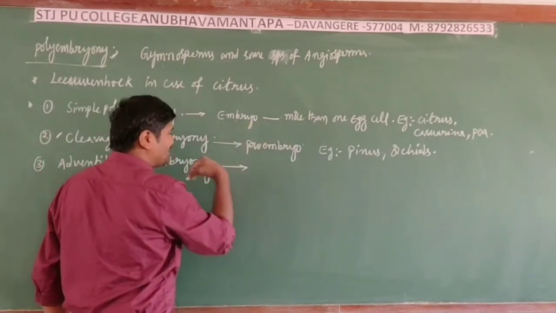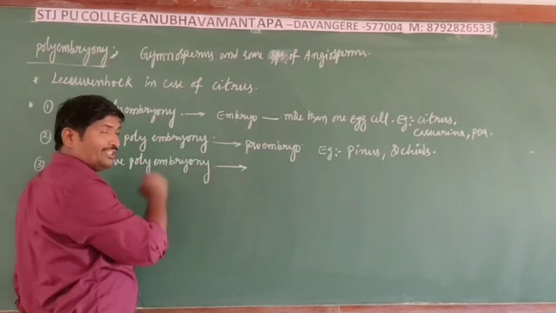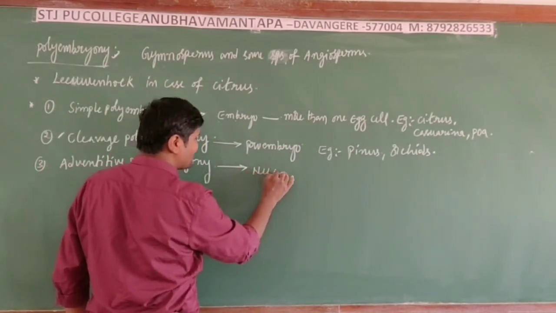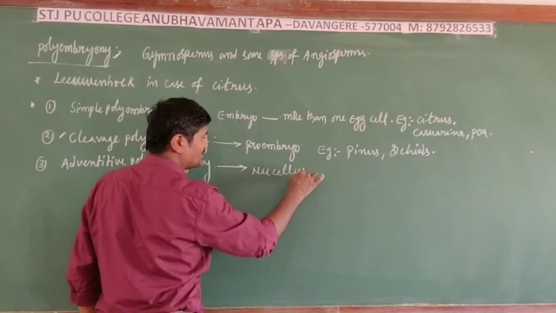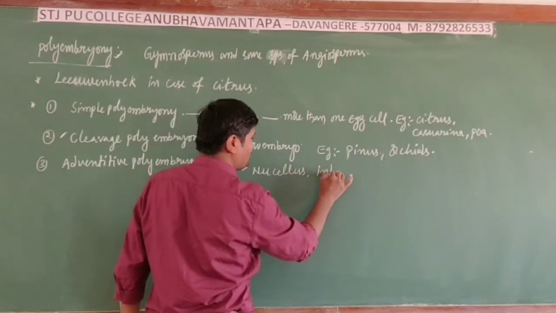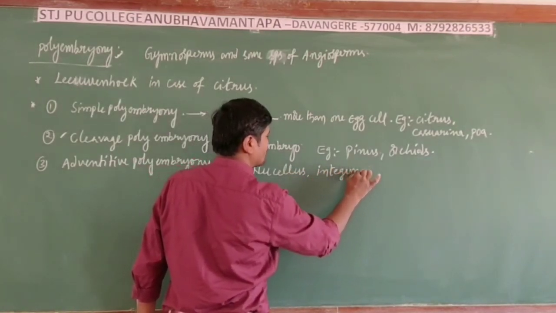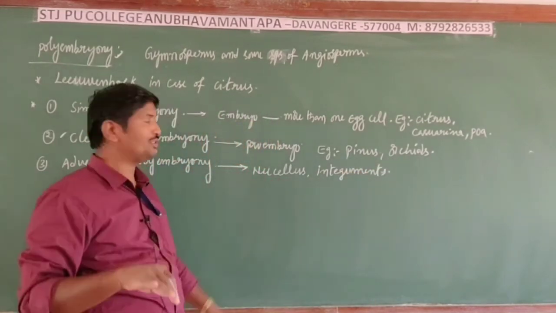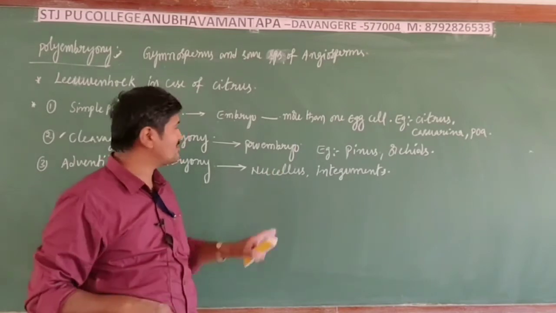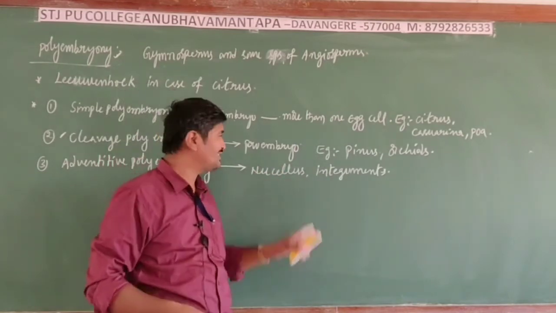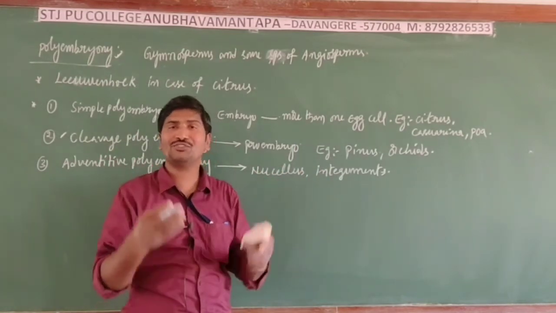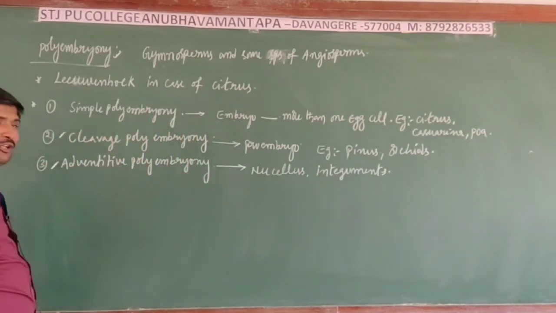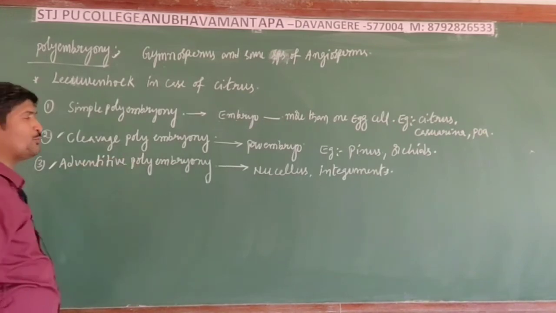See, the diploid tissue of the ovule. What is the diploid tissue of the ovule? Nucellus, integuments. See here, the main parts of the ovule are the nucellus and integuments. These also give rise to additional embryos. Such type of polyembryony is known as adventitive polyembryony.